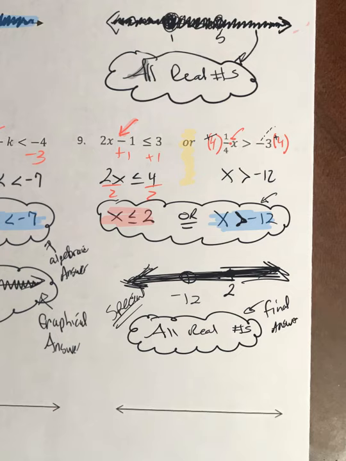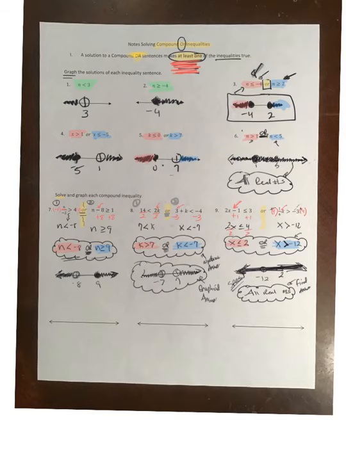So no matter what we plugged into the original sentence, to this compound sentence, it would make one of the sentences true. So everything's going to be a solution on the number line. So those are your compound ors. So tomorrow we'll look at compound ands. So compound ors, it is a solution as long as it works for at least one of the inequalities.